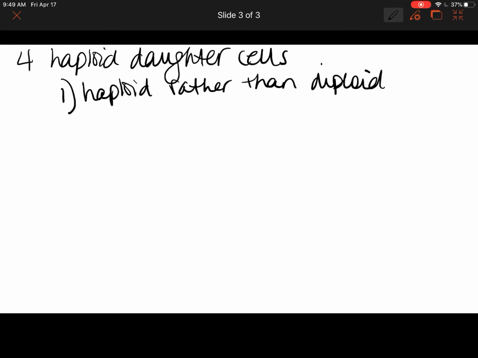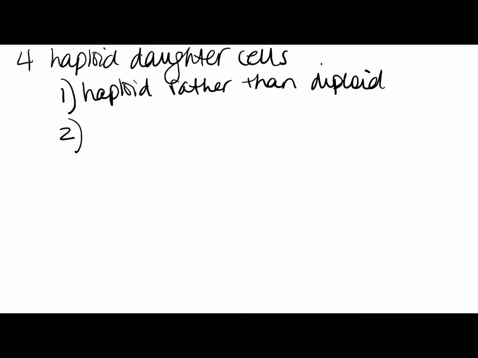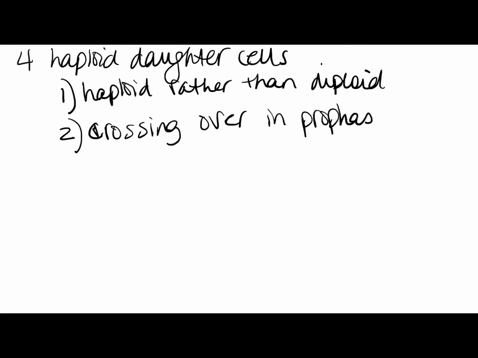The parent cell for meiosis is always diploid, okay? The daughter cells are haploid. That's one obvious way that the daughter cells are different. Another way that the daughter cells are different results from crossing over. And again, that happens in prophase 1.